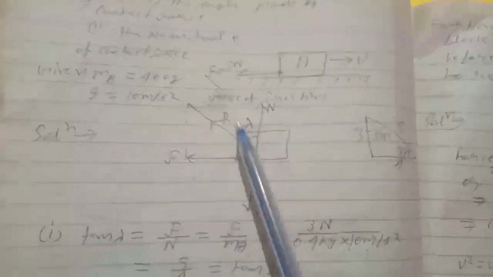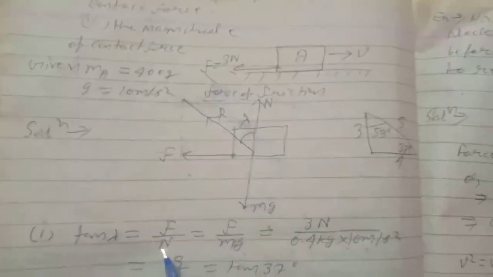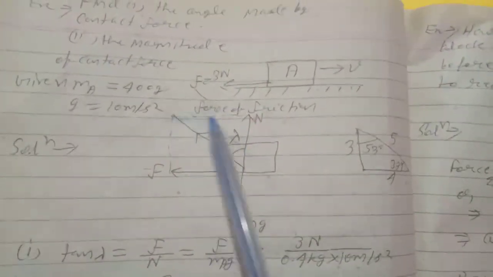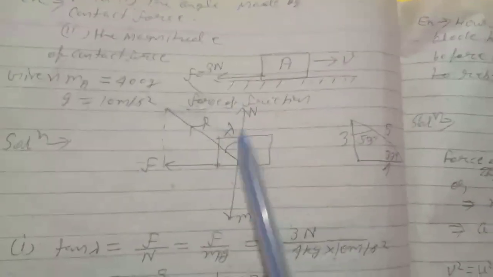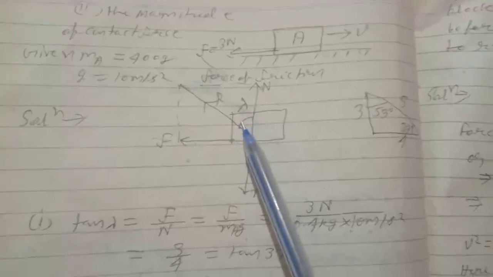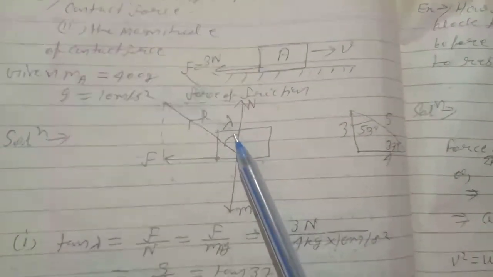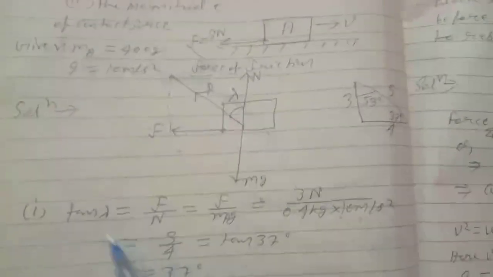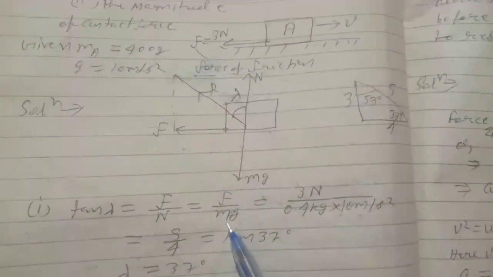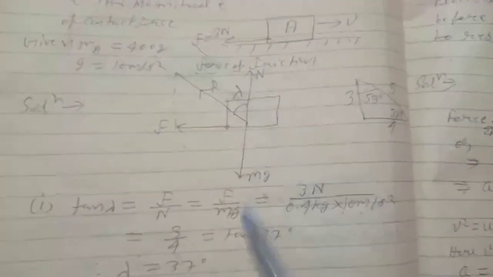So tan lambda will be F by N in this figure, because this line will be equal to force of friction and this line is equal to the normal reaction. So tan lambda, this is the angle made by the contact force, equals F by N equal to F by mg, because N is equal to mg.